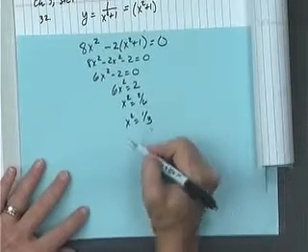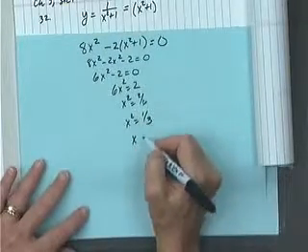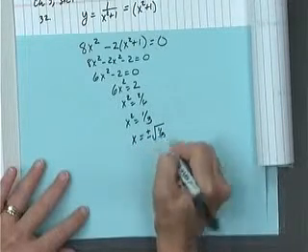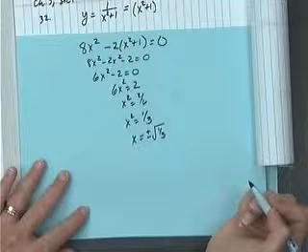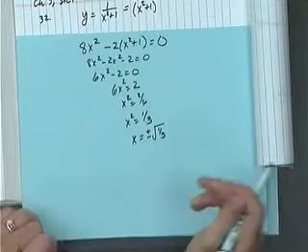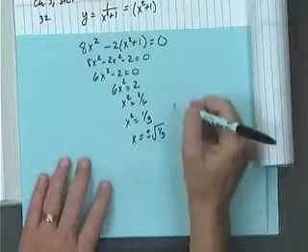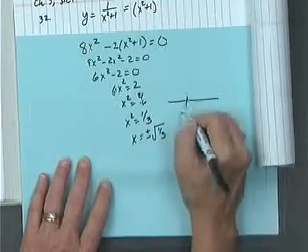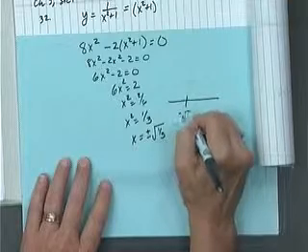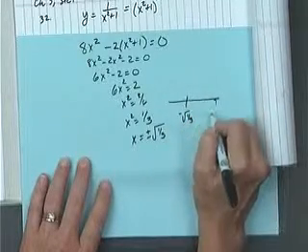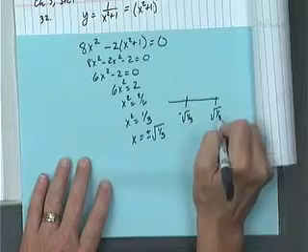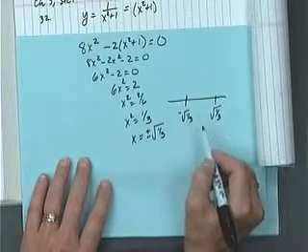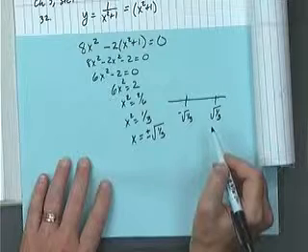So what's x equal to? Plus or minus square root of 1/3. Okay. So we have two possible inflection points. One where x is negative square root of 1/3, and one where x is positive square root of 1/3. All right, how are we going to determine if these values of x actually are going to give me an inflection point?